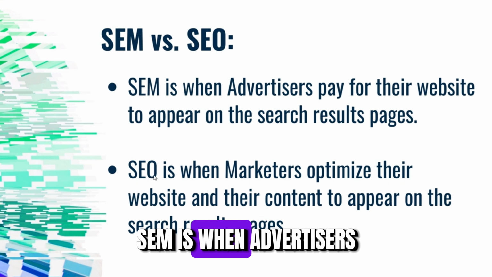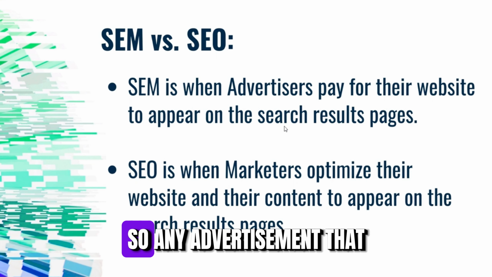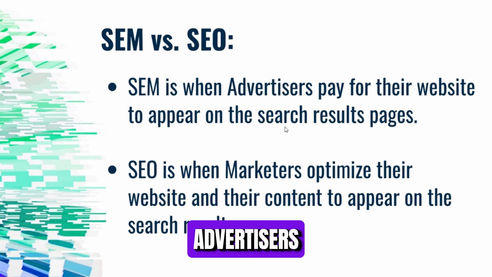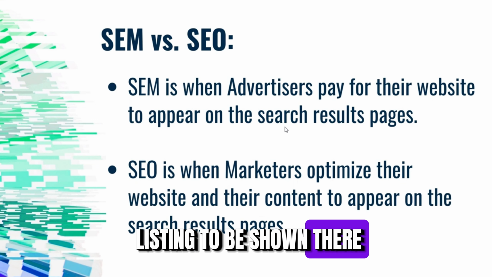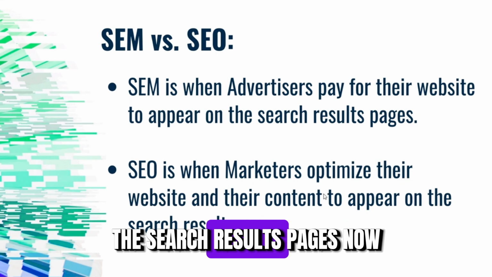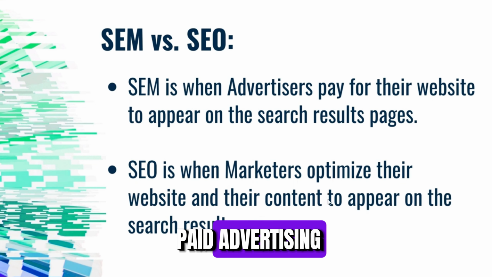SEM is when advertisers pay for their website to appear on the search results pages. Any advertisement that you're seeing in Google or any other search engine, advertisers are paying for their listing to be shown there. SEO is when marketers optimize their website and their content to appear on the search results pages. Now you can combine SEM and SEO by doing paid advertising.